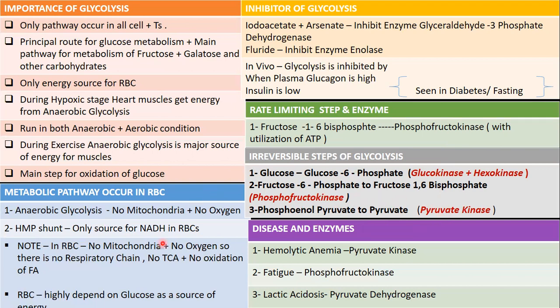Then the diseases concerned, we already studied the enzymes. Hemolytic anemia is concerned with the deficiency of the enzyme known as pyruvate kinase. Fatigue is due to phosphofructokinase, and lactic acidosis is due to pyruvate dehydrogenase. Just remember these diseases with the deficiency of their enzymes.